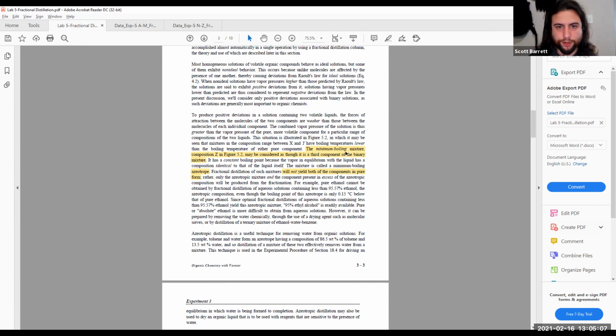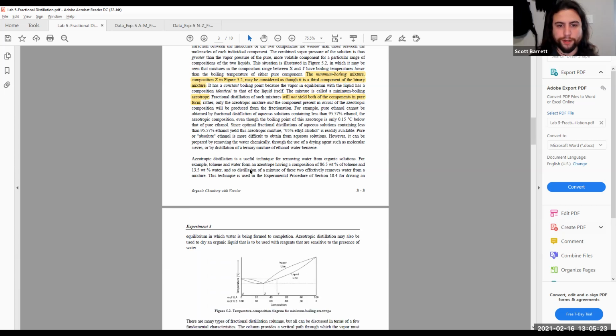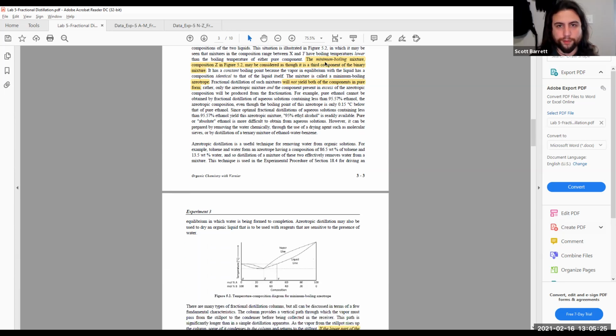The issue in this situation is that it has a constant boiling point because the vapor in equilibrium with the liquid has composition identical to that of the liquid itself. The mixture was called the minimum boiling azeotrope. This is important right here, the azeotrope as a statement, because whenever something is azeotropic, then if you look right here, they're talking about the minimum boiling mixture composition Z in figure 5.2.